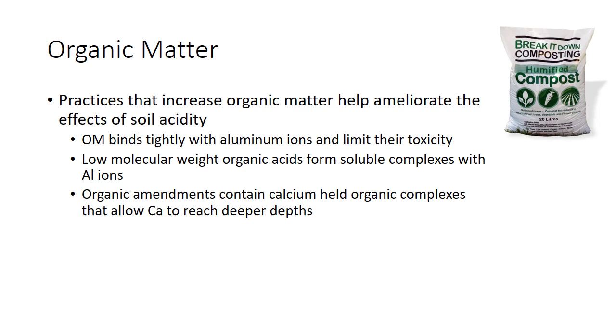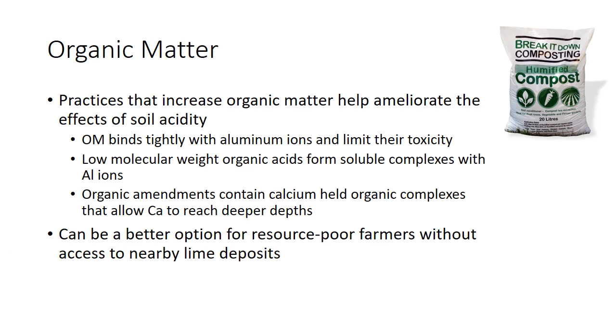So organic matter will bind tightly with aluminum, which as a result limits the toxicity of aluminum. And also the lower molecular weight organic acids that come from decomposing organic matter will form soluble complexes with aluminum. So it complexes the aluminum, making it less available. And also organic amendments can contain calcium, and that calcium, because it's usually complexed, will actually make it more soluble to be transferred down to lower horizons, which also helps to alleviate some of the issues with aluminum.